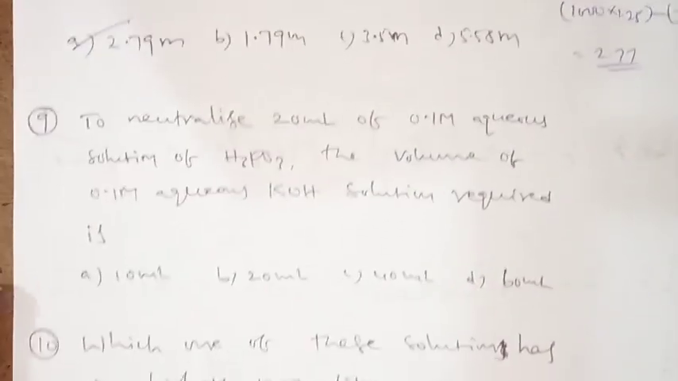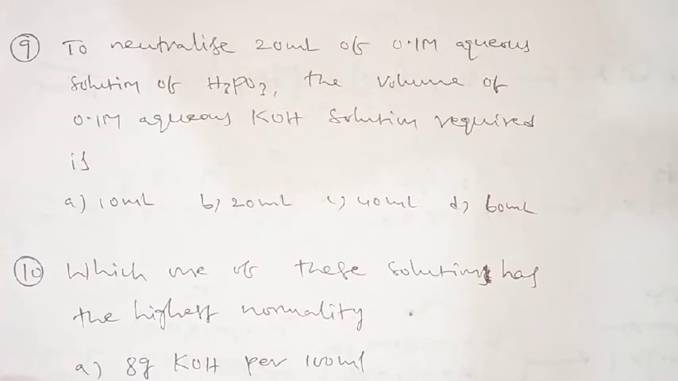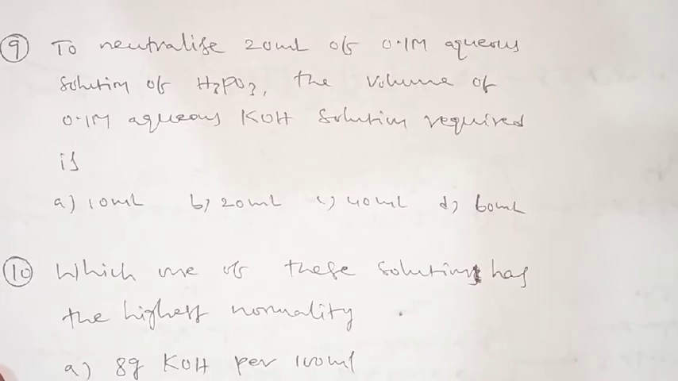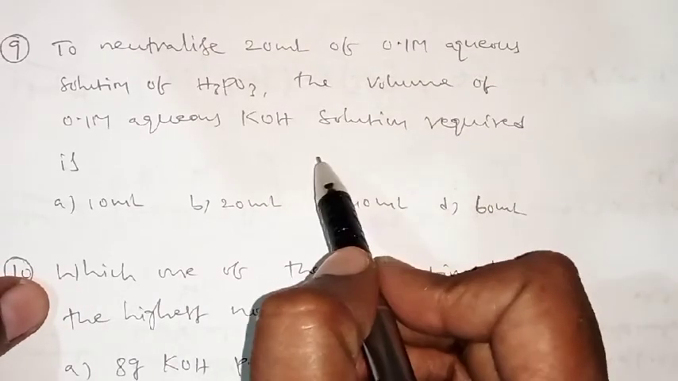Now, look at the next question. To neutralize 20 ml of 0.1 M aqueous solution of H3PO3, the volume of 0.1 M aqueous solution of KOH required is? Neutralization occurs between H3PO3, phosphorous acid, and potassium hydroxide. This kind of question is also very important. For this kind of question, first you have to consider the reaction. So what is the reaction?